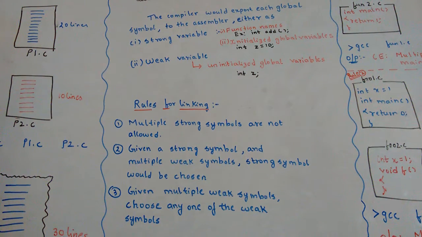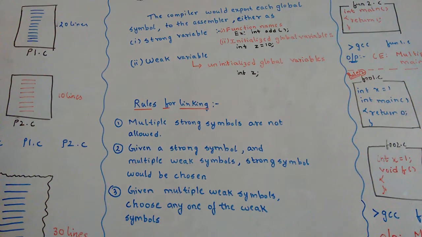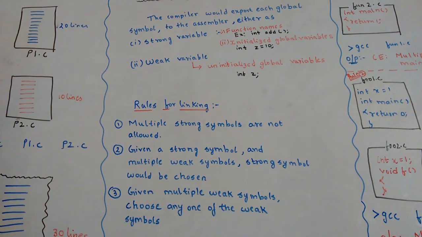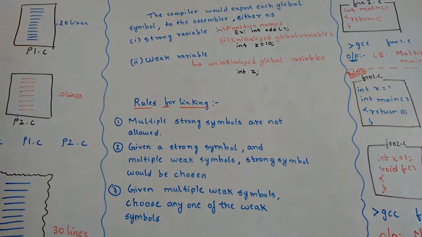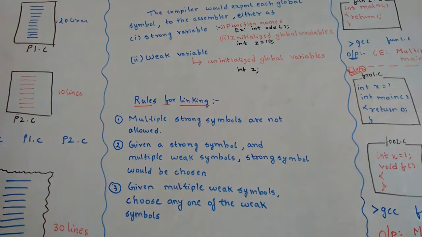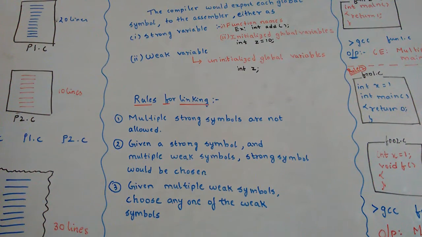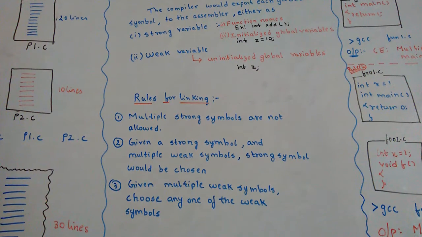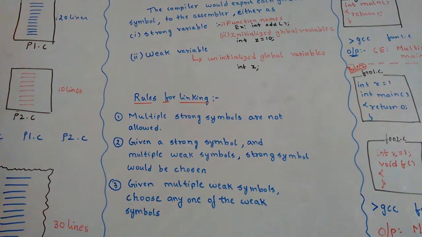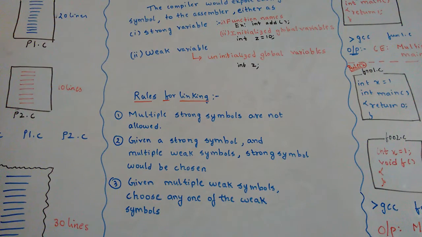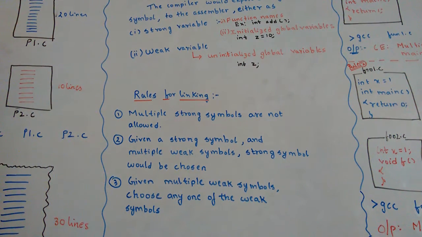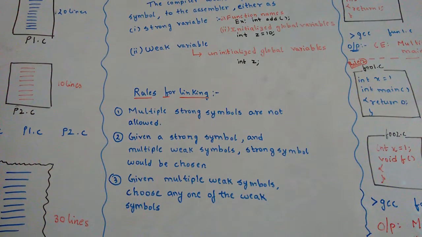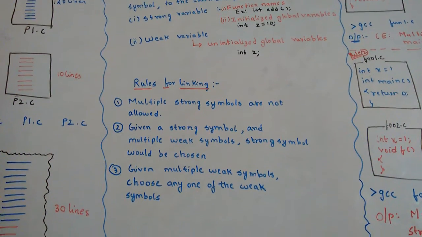For example, int add is there. That's a function name. Add is exported as a strong variable. Then int z is equal to 10. That is an initialized global variable with initialization value as 10. So z is also exported as a strong variable. However, uninitialized global variables are exported as weak variables. For example, int z, that is an uninitialized global variable, that is exported as a weak variable to the assembler.